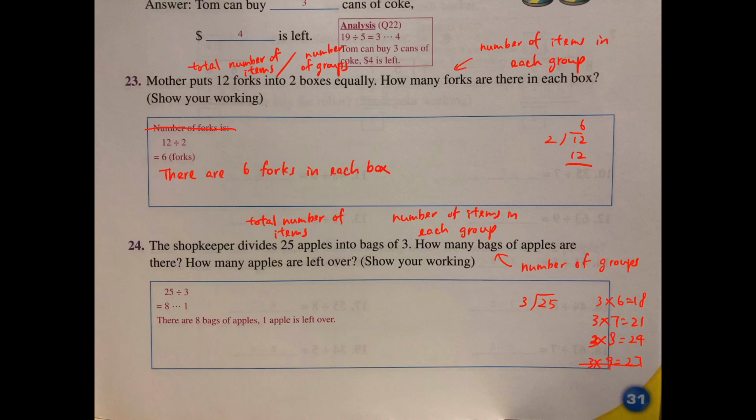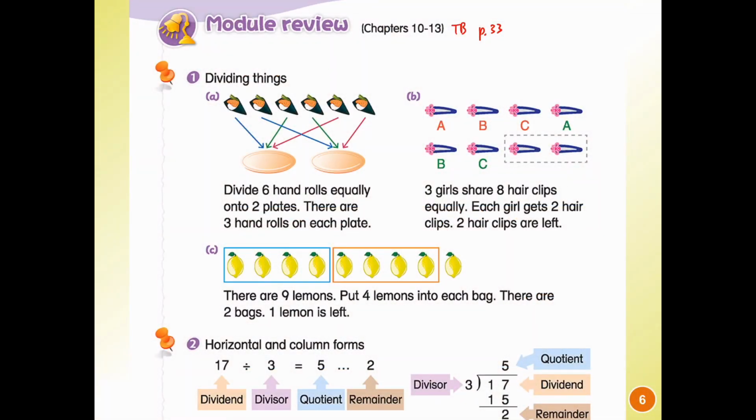So 8 is our answer. 3 times 8 equals 24. 25 minus 24, we have a 1, so that's our remainder. There are 8 bags of apples, 1 apple is left.